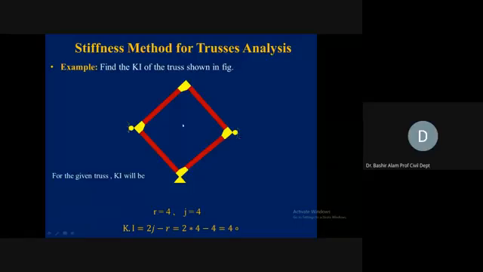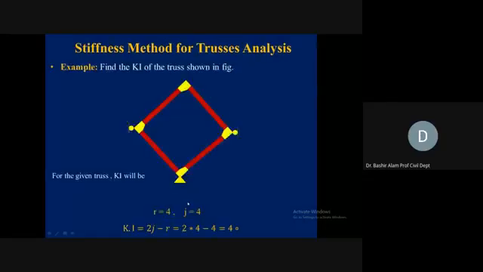So number of reactions: roller and roller, so we have 2 rollers. 2 reactions we have from these rollers and 2 from this hinge, so 4. So R is equal to 4. Number of joints we have is 4. These yellow ones are the joints.